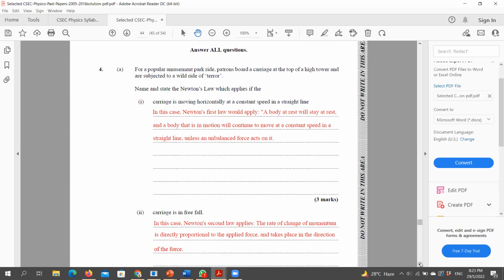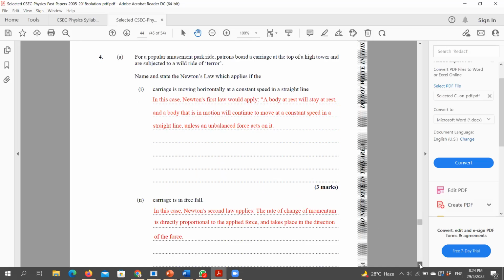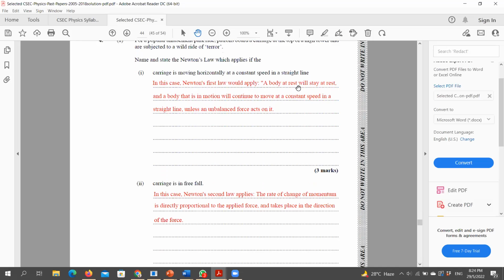This question applies to Newton's laws. You are to name and state the law which applies. The carriage is moving horizontally at a constant speed in a straight line. So we know that constant speed in a straight line, that's constant velocity. So Newton's first law applies there. And so you write the statement for Newton's first law.